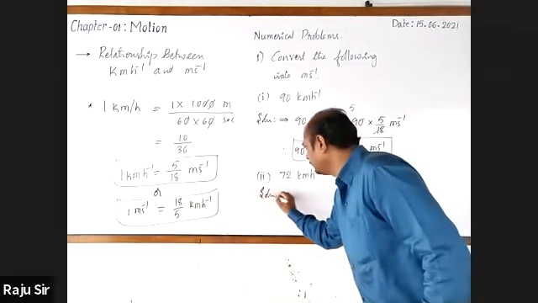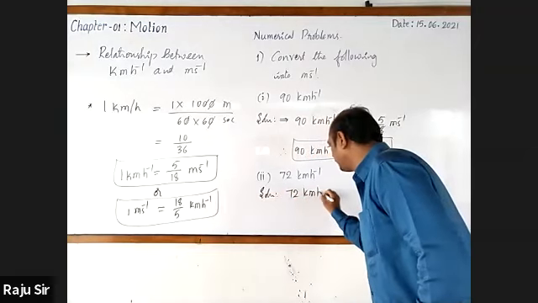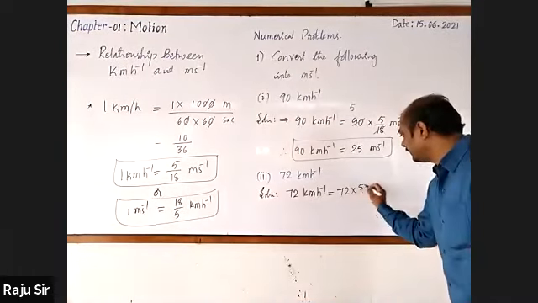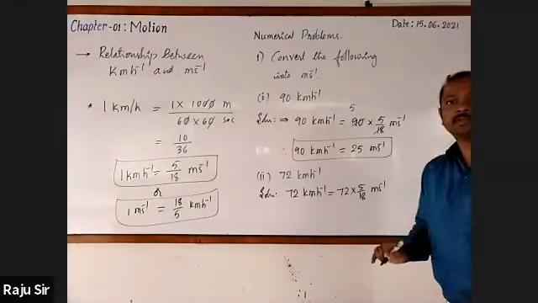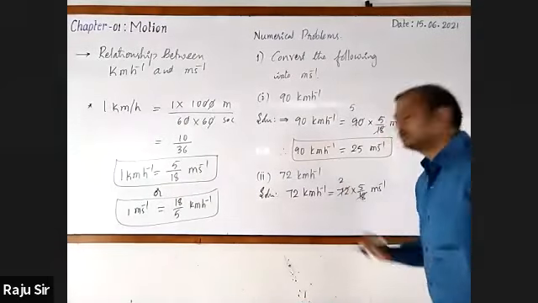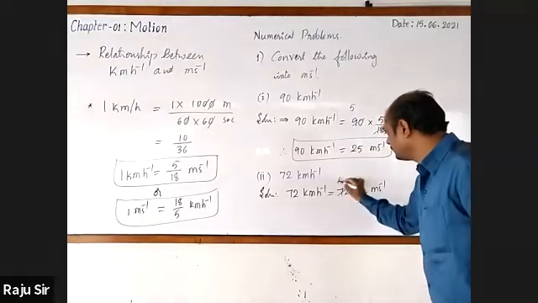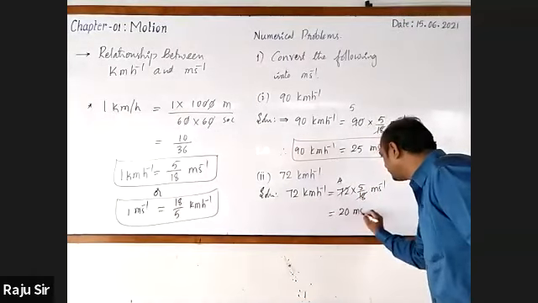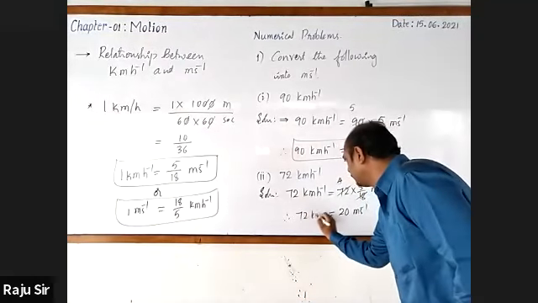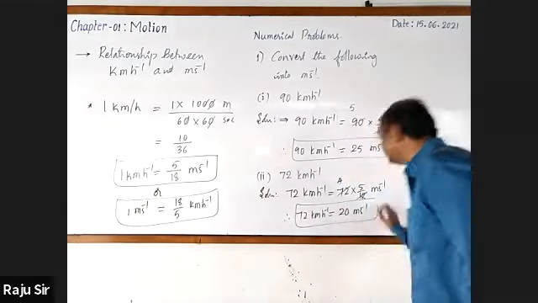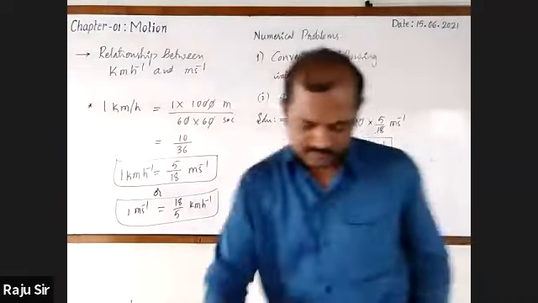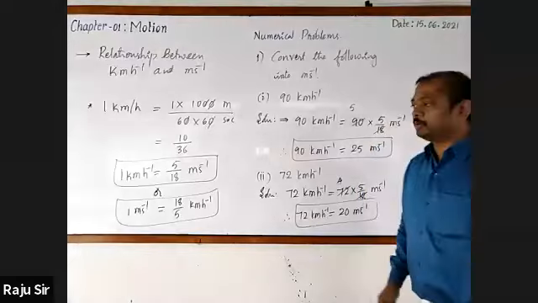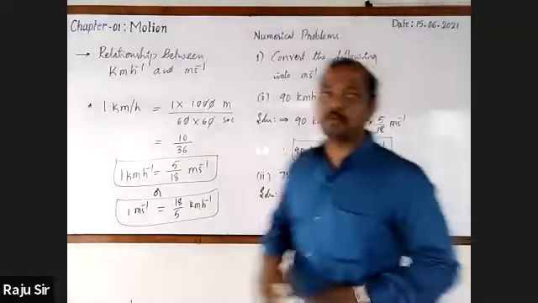Now write it. 72 kilometer per hour is equal to 72 into 1 kilometer per hour, which is 5 by 18 meter per second. Then cancel it: 18 fours are 72, 4 fives are 20. 20 meter per second. Therefore, 72 kilometer per hour is 20 meter per second. I'll give you one more, and afterwards we'll move on to some other numerical problems.